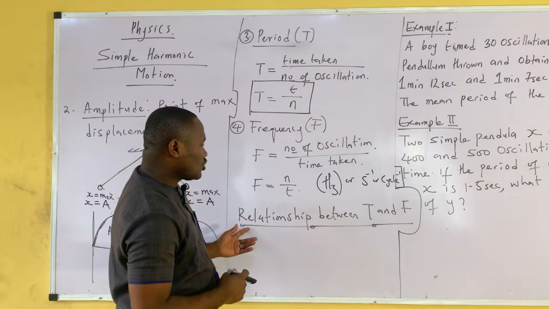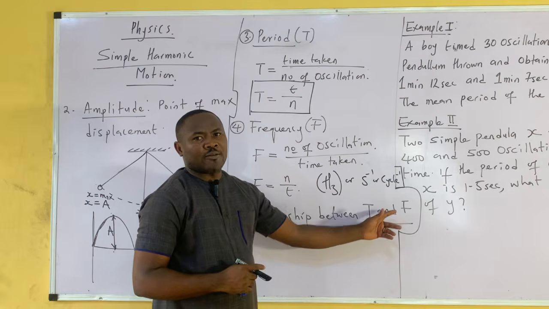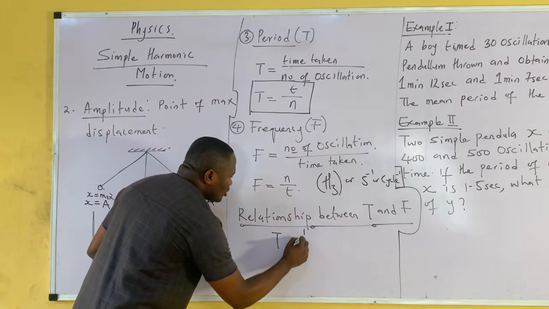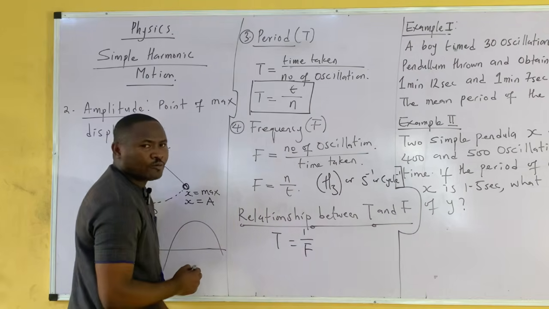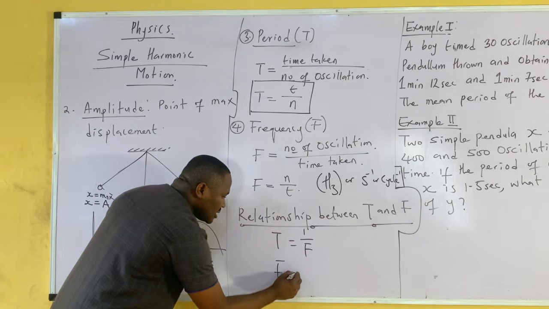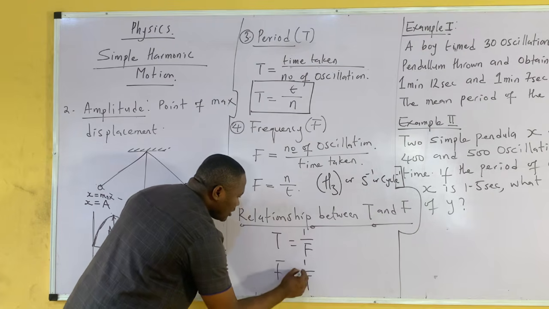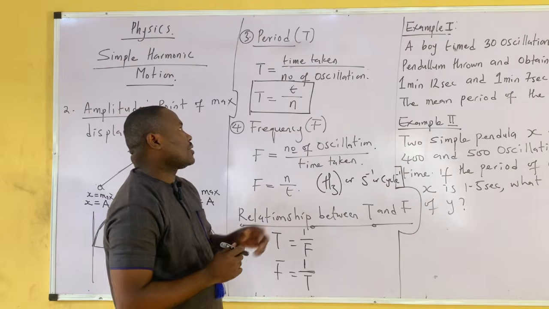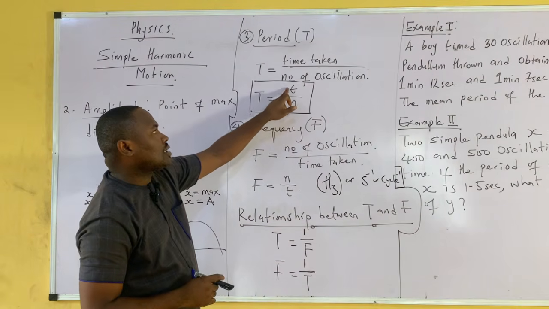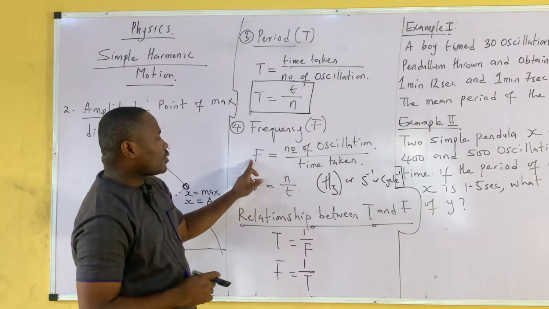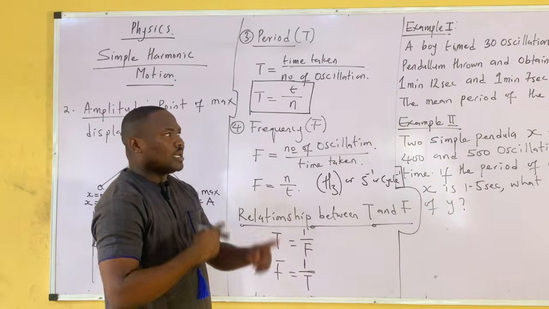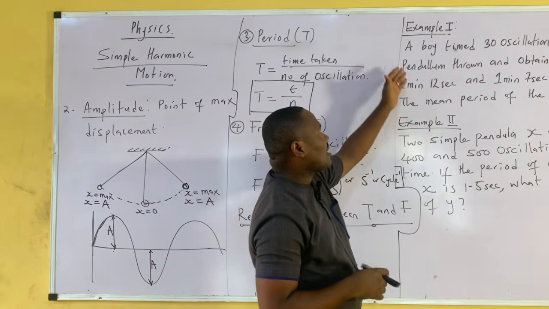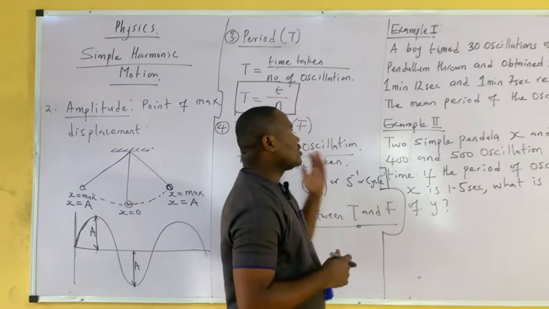Now there is a relationship between period and frequency. What's the relationship? Period is equal to the reciprocal of frequency, and frequency is also equal to the reciprocal of period. They are inversely related. That's why you can see that period is T over N, but frequency is N over T. They are inversely related.